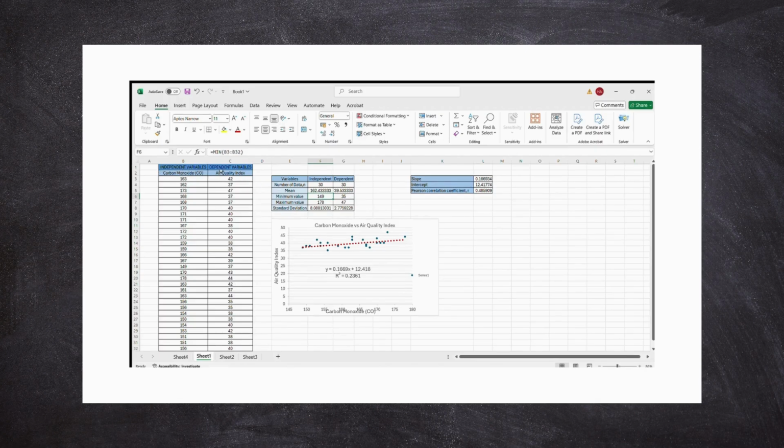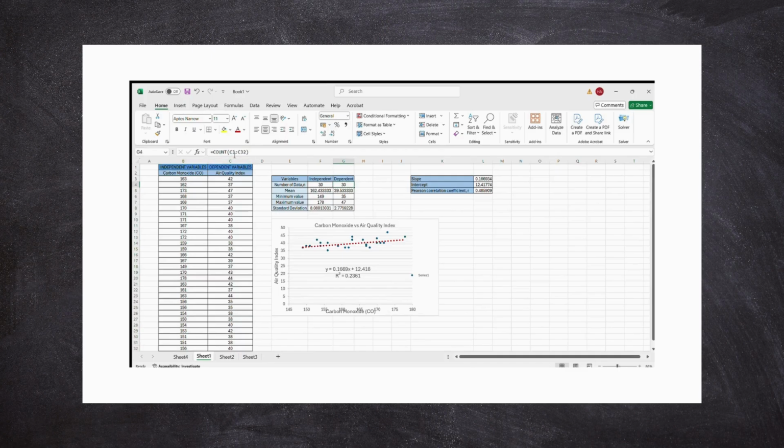These are the independent variables, and this is the carbon monoxide data that I collected, and this is the air quality index. This is the data I collected, with the independent and dependent variables. To count the data, I use B2 to B3 for carbon monoxide. For the dependent variable, I use C3 to C32. So I got the number of data.